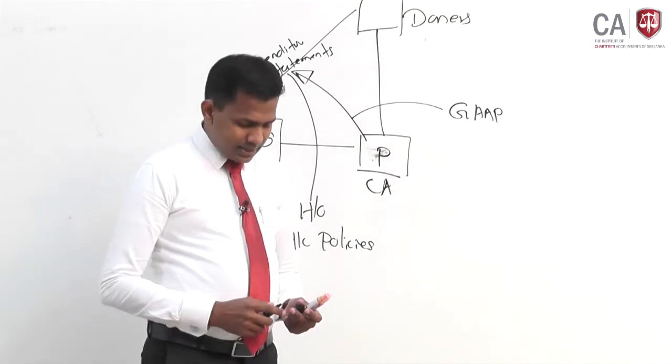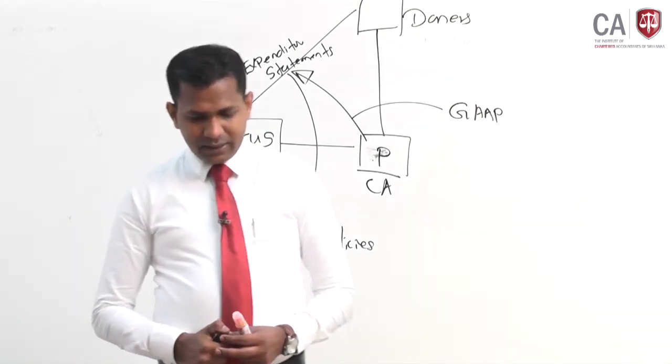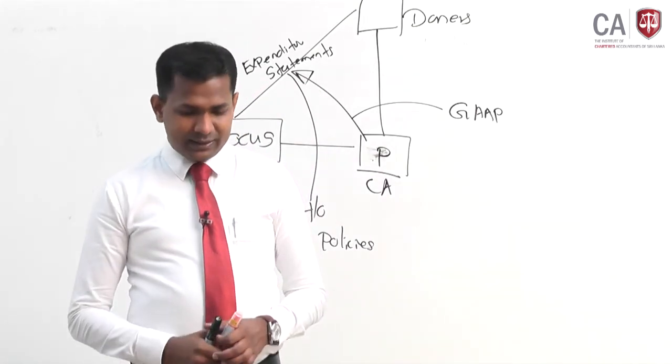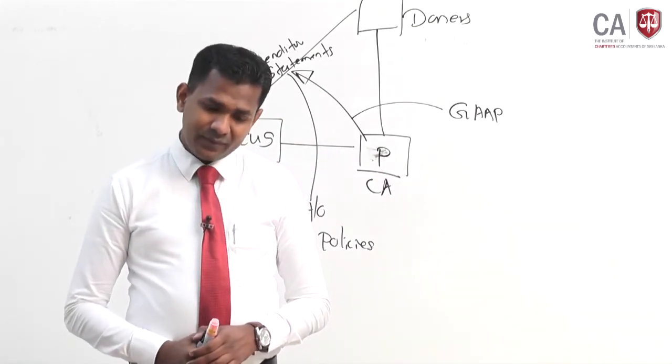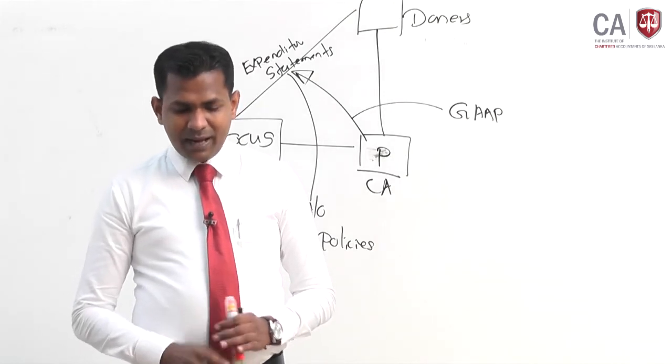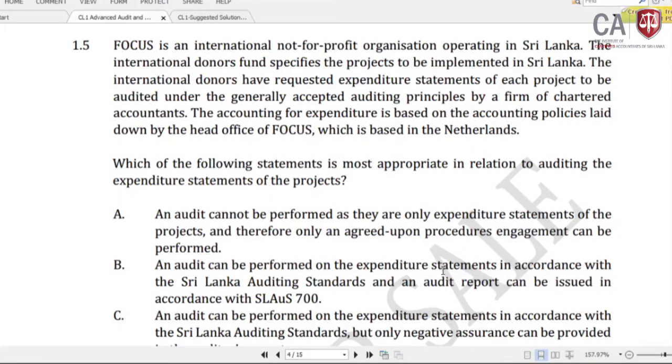Now the question is, which of the following statements is most appropriate in relation to auditing the expenditure statement of the projects? Most appropriate. Number one, an audit cannot be performed as there is only expenditure assurance of the project, and therefore only an agreed upon procedures engagement can be performed.